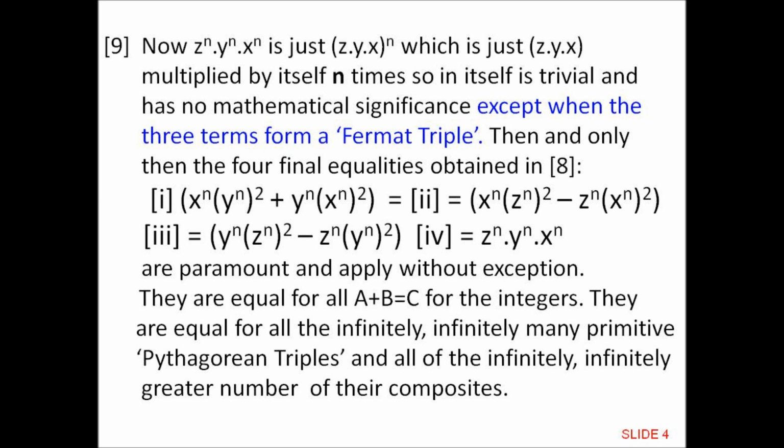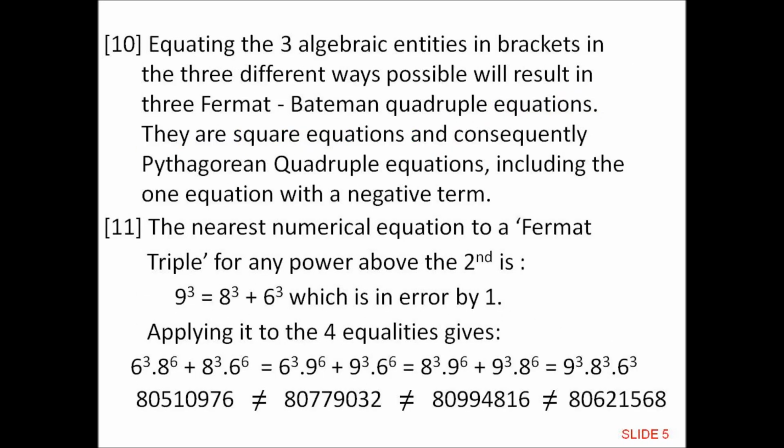They are equal for all a plus b equals c for the integers. They are equal for all the infinitely many primitive Pythagorean triples and all of the infinitely greater number of their composites. 10. Equating the three algebraic entities in brackets in the three different ways possible will result in three Fermat-Bateman quadruple equations. They are square equations and consequently Pythagorean quadruple equations, including the one equation with a negative term.